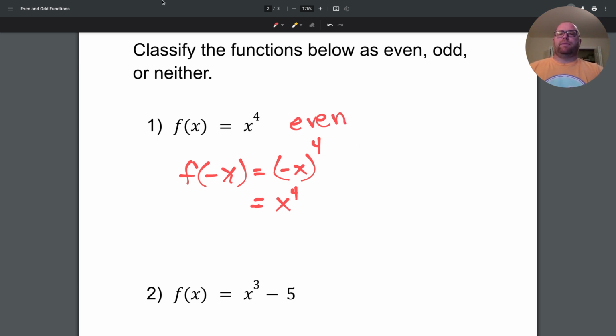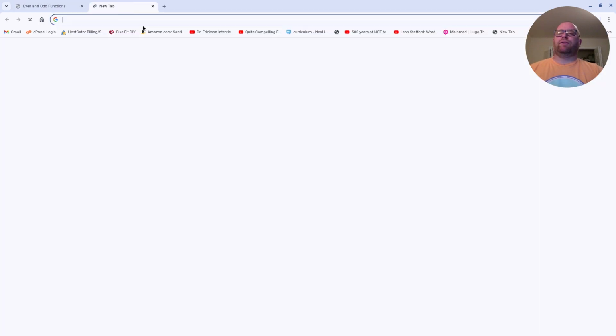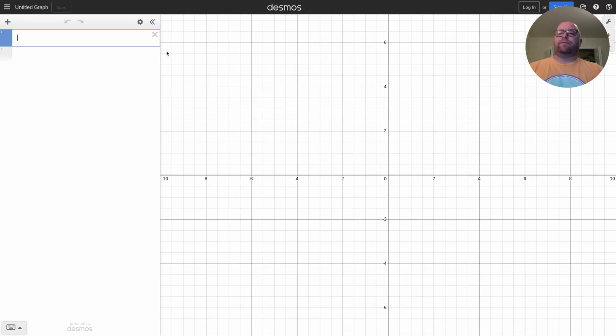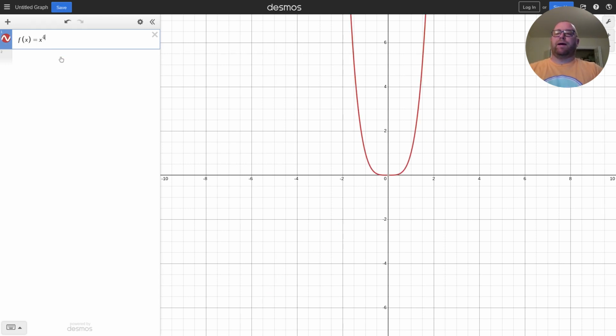Okay, and we could even, if you want to, pull up Desmos here. And if we pull up Desmos and I plug in f of x equals x to the 4th power, you'll see it's symmetric about the y-axis.